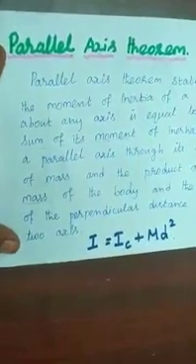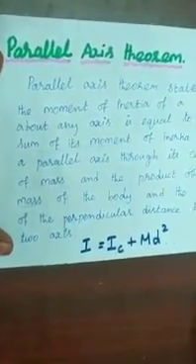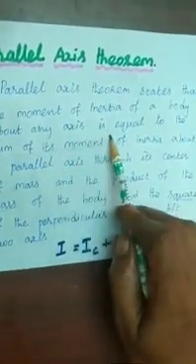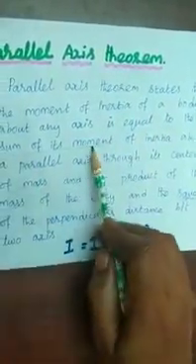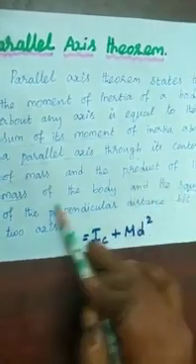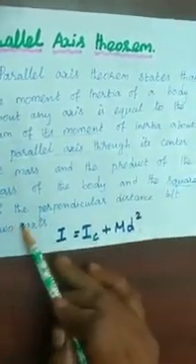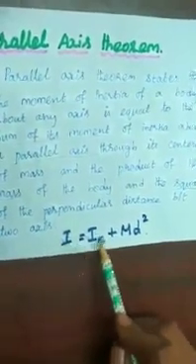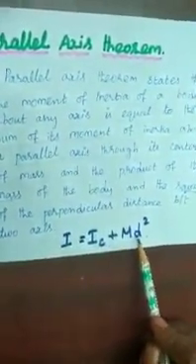Next we are going to discuss the parallel axis theorem. This theorem states that the moment of inertia of a body about any axis is equal to the sum of its moment of inertia about a parallel axis passing through its center of mass and the product of the mass of the body and the square of the perpendicular distance between the two axes. That is, I is equal to IC plus M D squared.